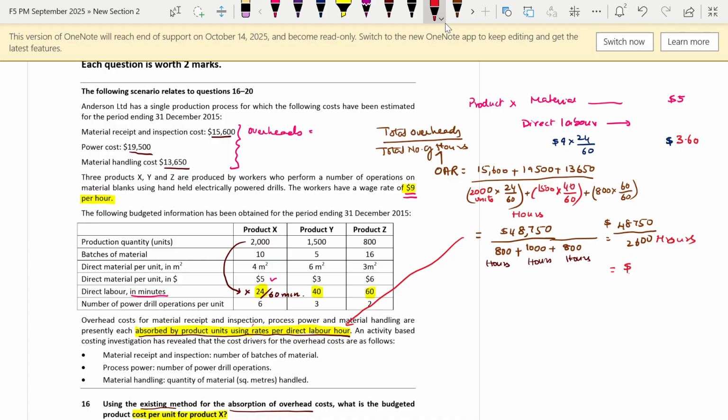18.75. Okay, 18 points. How many hours are they taking? 18.75 times 24 divided by 60. It comes to how much? $18.75 overheads. I'm writing this, okay? I'm just putting it like this.